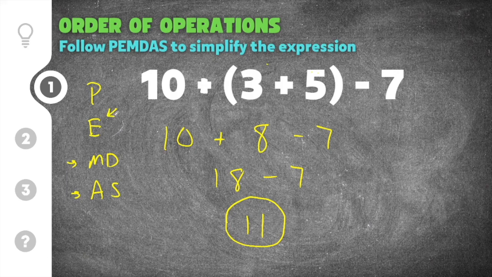We skipped the E for exponents because this problem did not have any exponents in it. So we did not have to use this part of the order of operations.